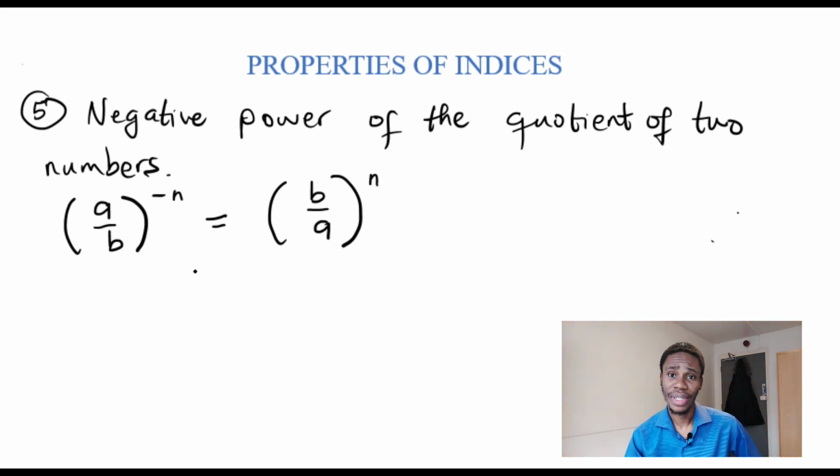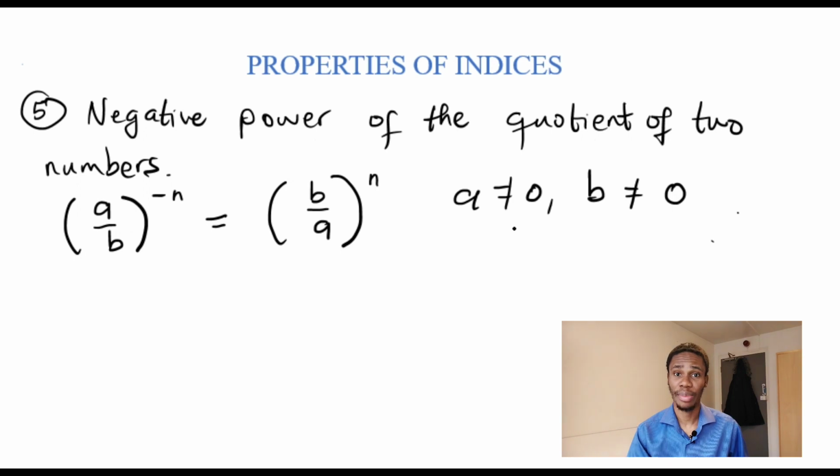So what happens here is that the numerator now becomes the denominator and the denominator now becomes the numerator, and the power changes from being negative to positive. This also comes with a condition. The condition must be that a should not be 0 and b should also not be 0.